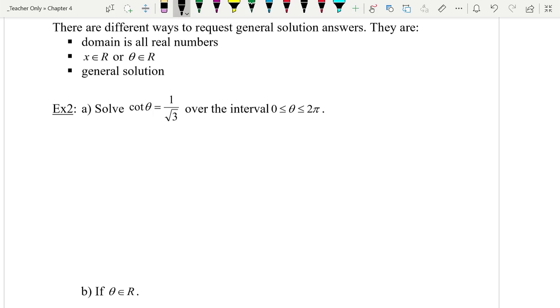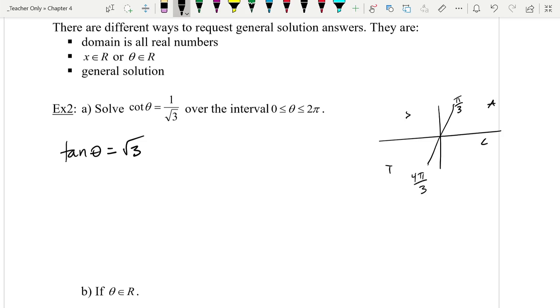So we've done lots of these now. First of all, I'll change that to tangent, which means that it's root 3. And I should know where tangent is root 3. Tangent is root 3 at π/3. And according to the CAST rule, tangent's positive down here. So that would be 1, 2, 3. This is 4π/3. So theta would be π/3 and 4π/3.